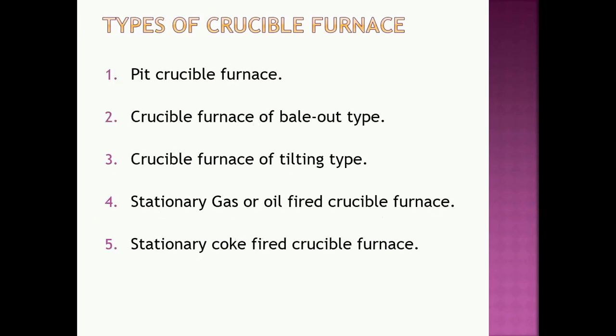Now there are 5 different types of crucible furnaces: pit crucible furnace, bailout type crucible furnace, crucible furnace of tilting type, stationary gas or oil fired crucible furnace, and stationary coke fired crucible furnace. All these are the 5 types of crucible furnaces used in the industry. One by one we will see.